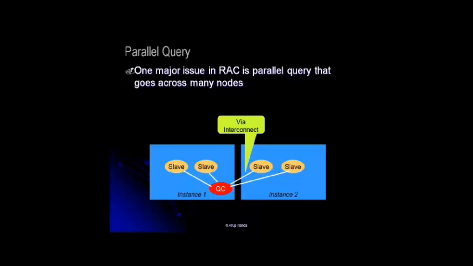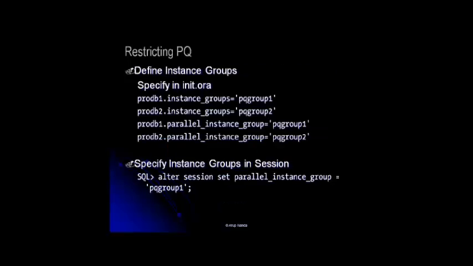If you have defined parallel_instance_group as PQ group 1, when a parallel query runs on that instance, Oracle is going to look for which instances have instance groups equal to PQ group 1. In that case, it's going to find only instance 1, that is ProDB1, has an instance group defined as PQ group 1. Therefore, all the parallel query slaves will run in that instance only. It will not go to any other instance.